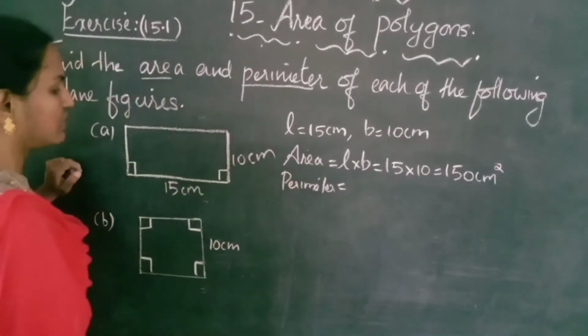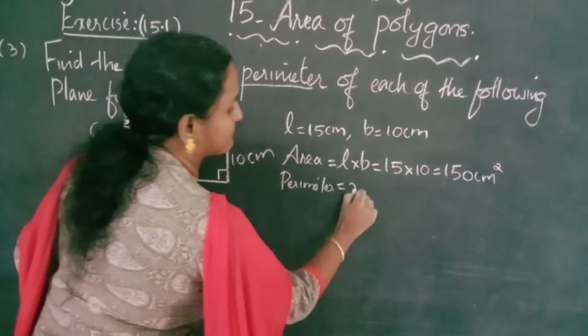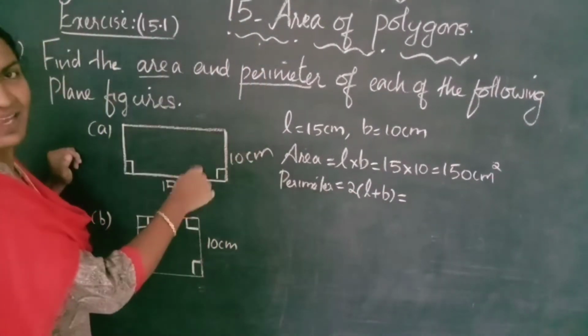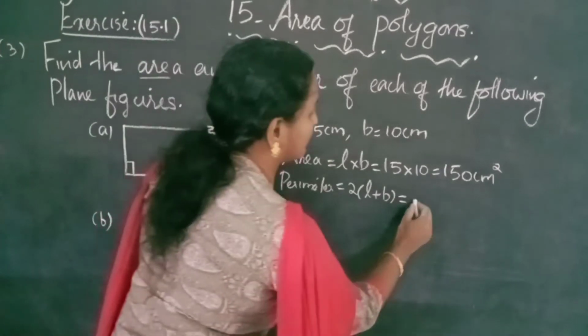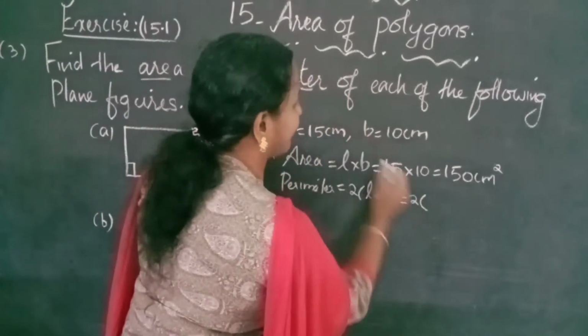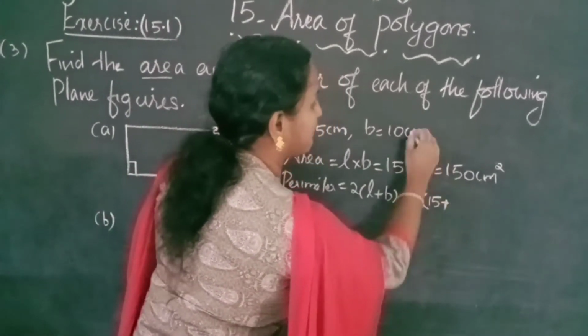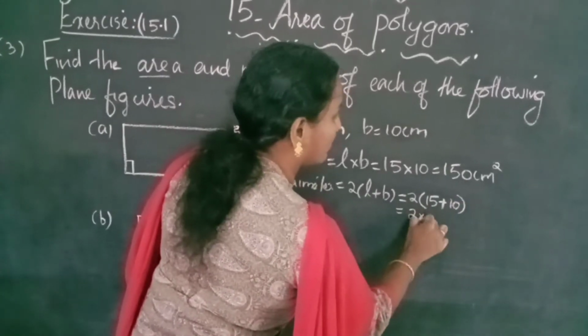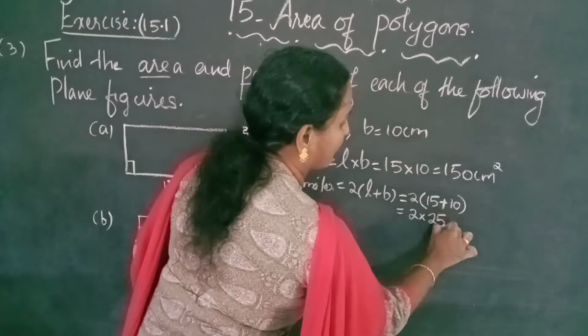Perimeter is equal to 2 into (L plus B). Perimeter means the sum of all the sides. So 2 into (L plus B) is equal to 2 into (length plus breadth). Length is 15 and breadth is 10. So 2 into (15 plus 10) is equal to 2 into 25.